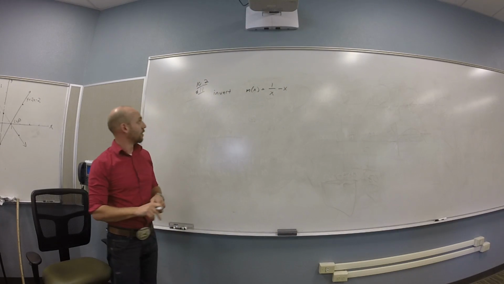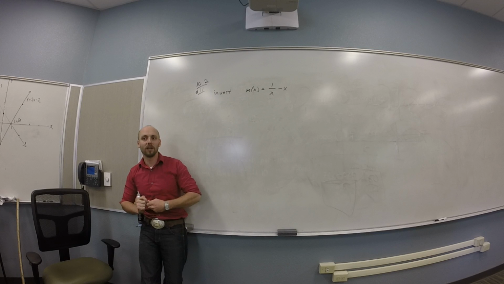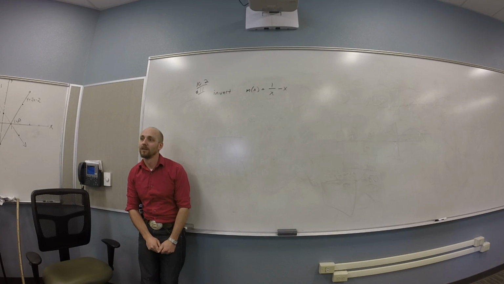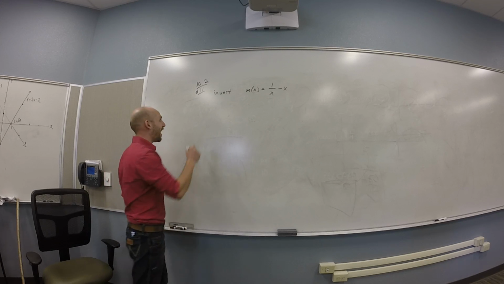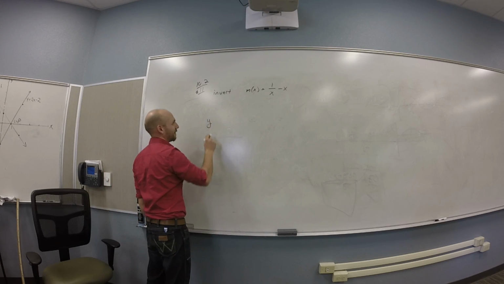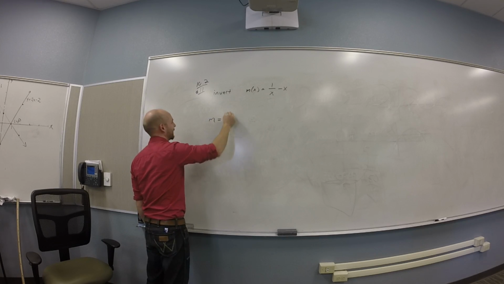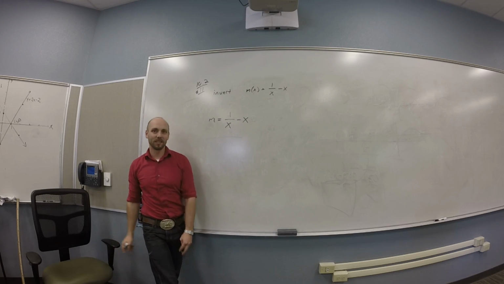So let's see if we can do number 11 out of 10.2. They want me to find a formula for an inverse function for m of x is 1 over x minus x. Call it y? I'm not doing that. I'm going to call it m. So I'm just going to say m is 1 over x minus x, right?